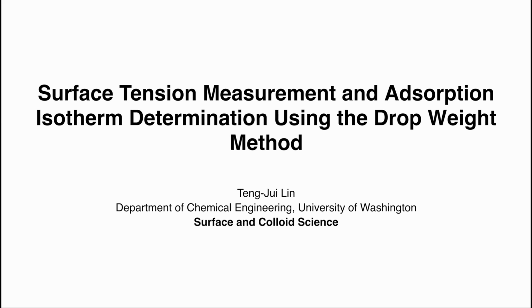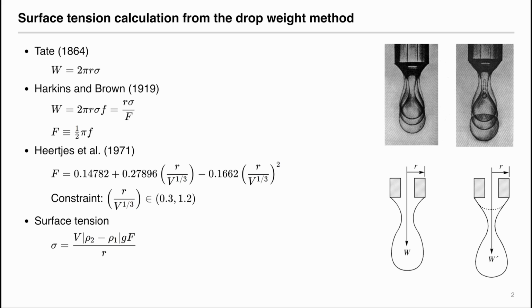Welcome back. In this video, I will talk about how we use the drop weight method to measure the surface tension of solutions and determine the adsorption isotherms of solutions. The drop weight method for measuring surface tension is accurate and one of the most convenient methods for measuring surface tension in the laboratory. It is quite literal: we put solutions through a nozzle, look at the solution dropwise, and measure the weight or volume of each drop to determine the surface tension of the solution.